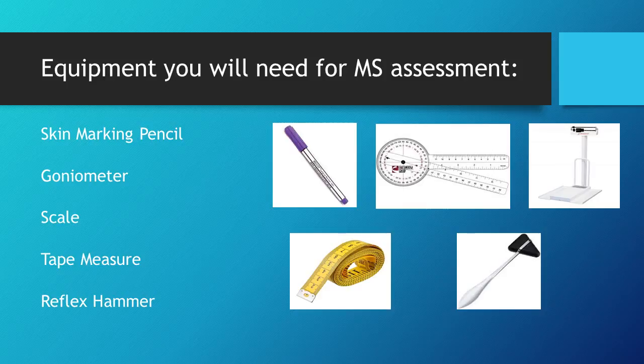The equipment you will need for a musculoskeletal assessment includes a skin marking pencil, goniometer, scale, tape measure, and reflex hammer.